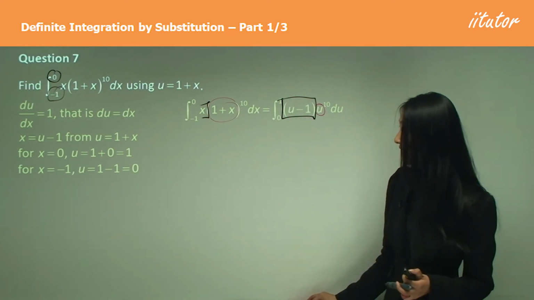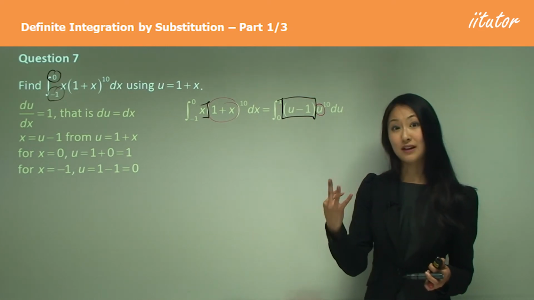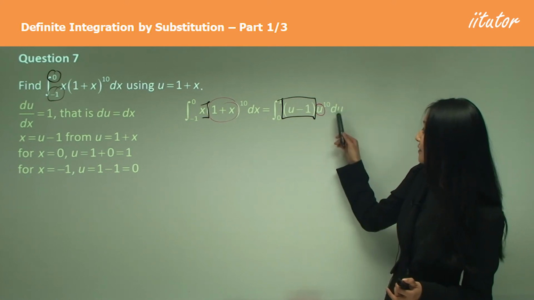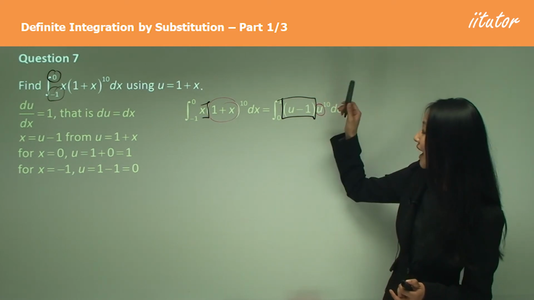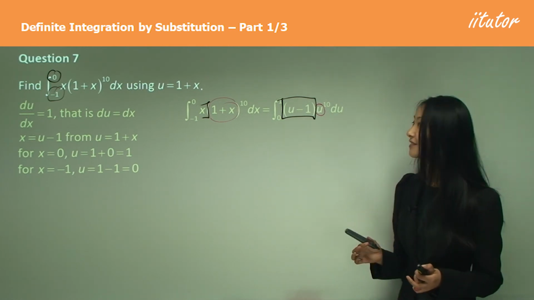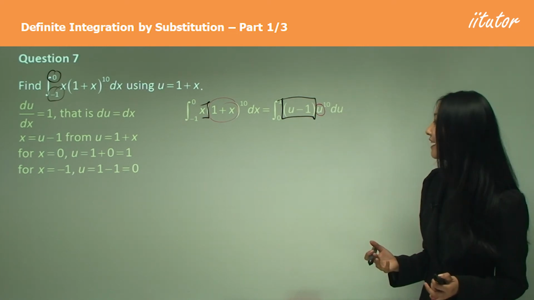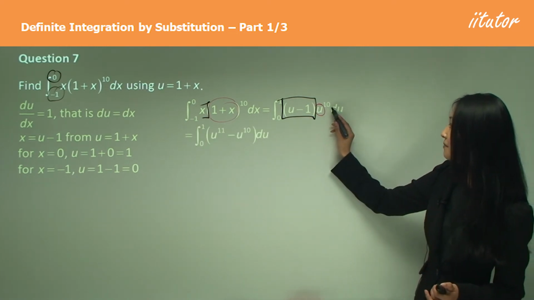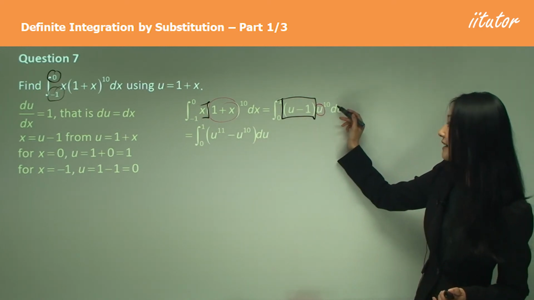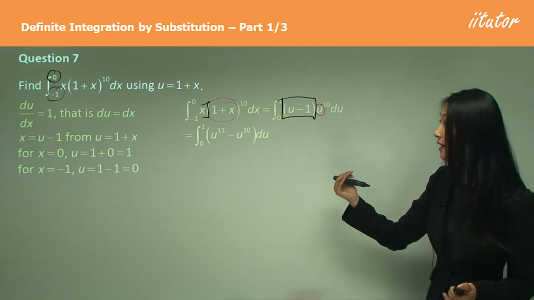Can you see that? So essentially, when you're working with definite integrals, there can actually be 3 things you need to substitute. So this, and also the dx for du, and also the limits as well. So remember 3 things when it comes to definite integrals. And now from here, you can just expand and integrate. So u to the power of 10 times u gives you u to the power of 11. u to the power of 10 times that is negative u to the power of 10. And we just integrate that.